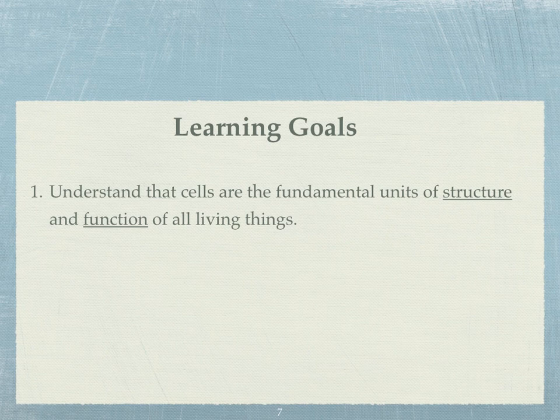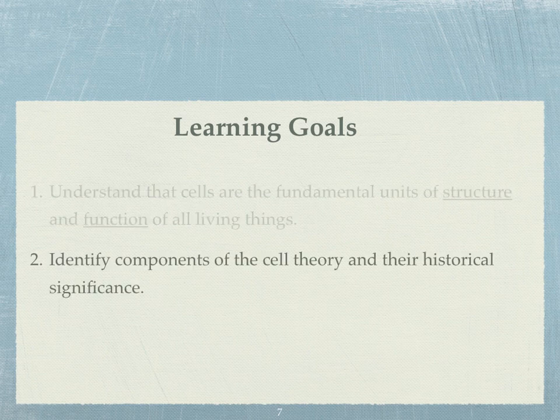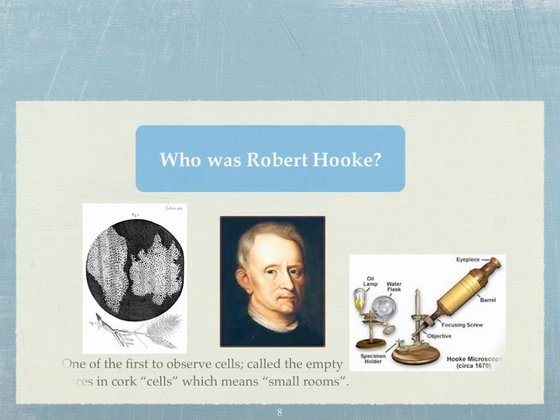The second learning goal we will explore will take us back in history to the 17th century. We will meet the key people who studied cells and contributed to the cell theory. The first scientist is Robert Hooke. Hooke lived in the 1600s and built his own microscopes using 2 lenses. He used his microscope to look at cork. What he saw looked like small rooms to him, and so he named these small rooms cells.